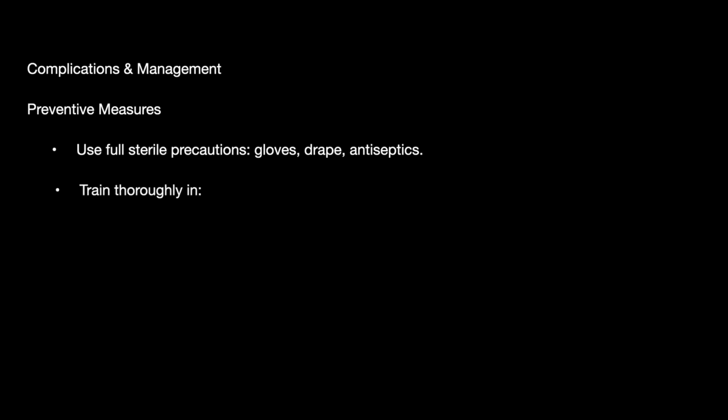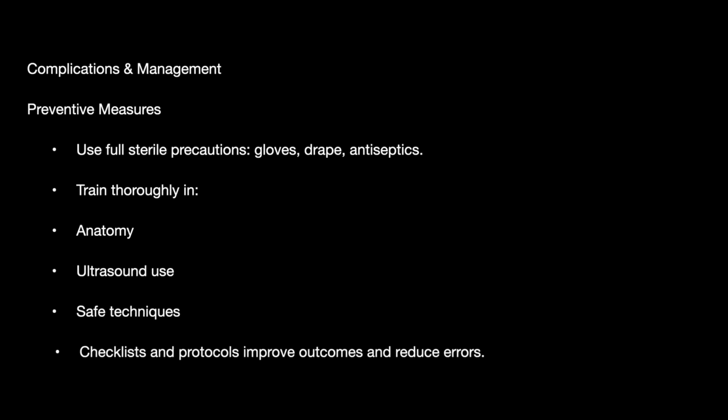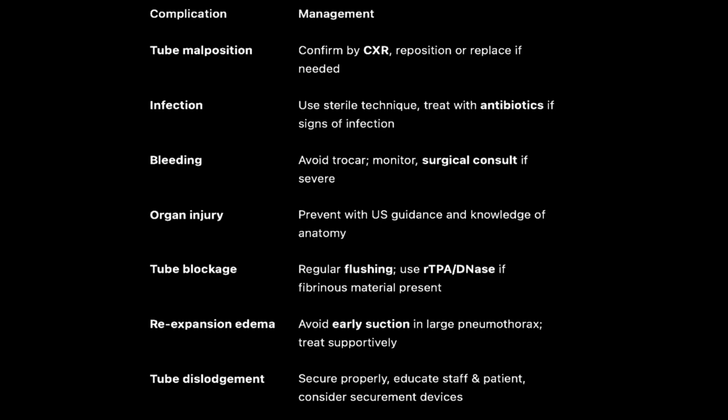Complications and management is important. The preventive measure is to always use full sterile precautions, gloves, drapes and antiseptics. Train thoroughly in the anatomy, ultrasound usage, safe techniques, checklists and protocols to improve outcome and reduce errors. These are the various complications, that is tube malpositioning, infection, bleeding, organ injury, tube blockage, re-expansion edema and tube dislodgement, and how to manage them is given over here.